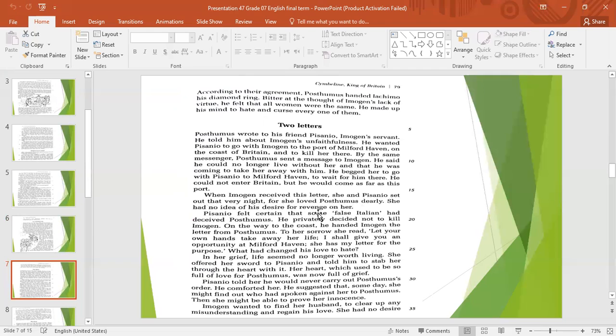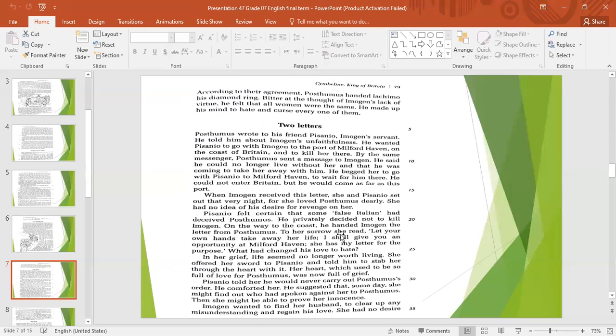She was really in love with her husband, but now a third person had deceived both of them. She had no idea of his desire for revenge on her. Pisanio felt certain that some false Italian had deceived Postumus. He privately decided not to kill Imogen. On the way to the coast, he handed Imogen the letter from Postumus.